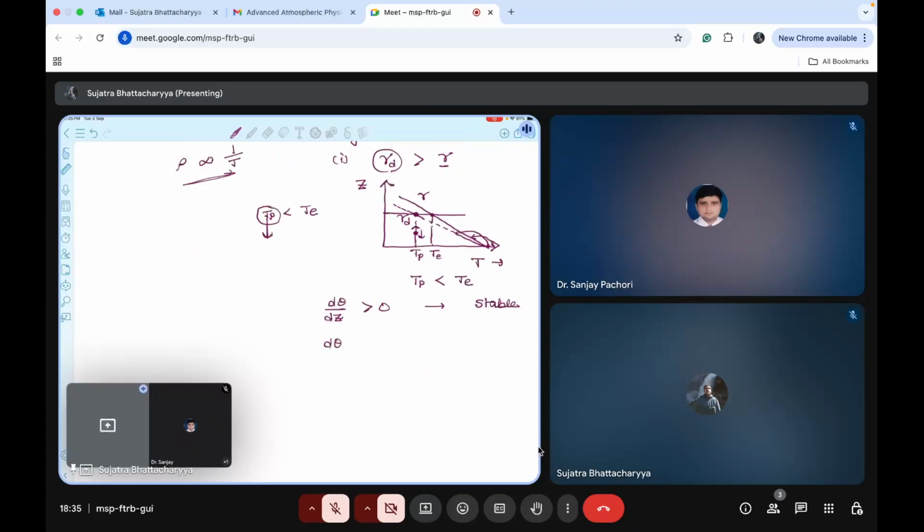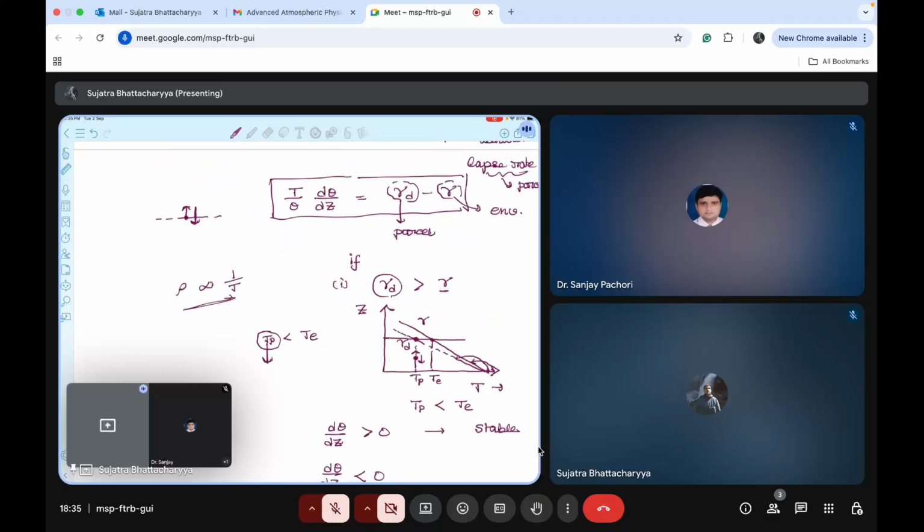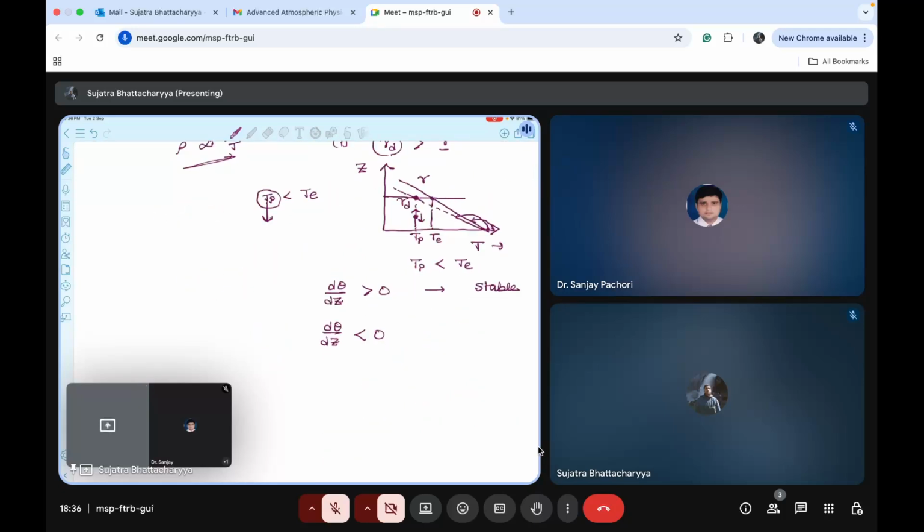If d theta dz is now less than 0, that means what? Your gamma d, gamma of the parcel, is less than the gamma of the environment. In that case, the parcel temperature will be more. So in this case, your Tp will be greater than the temperature of the environment. In that case, the parcel will rise because of the lower density of the parcel. So this becomes unstable.